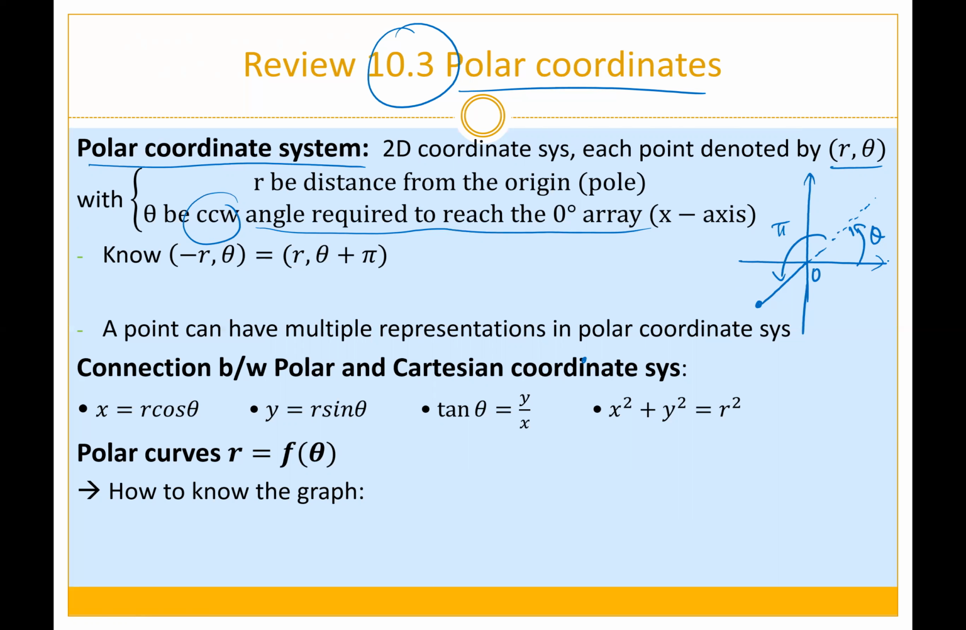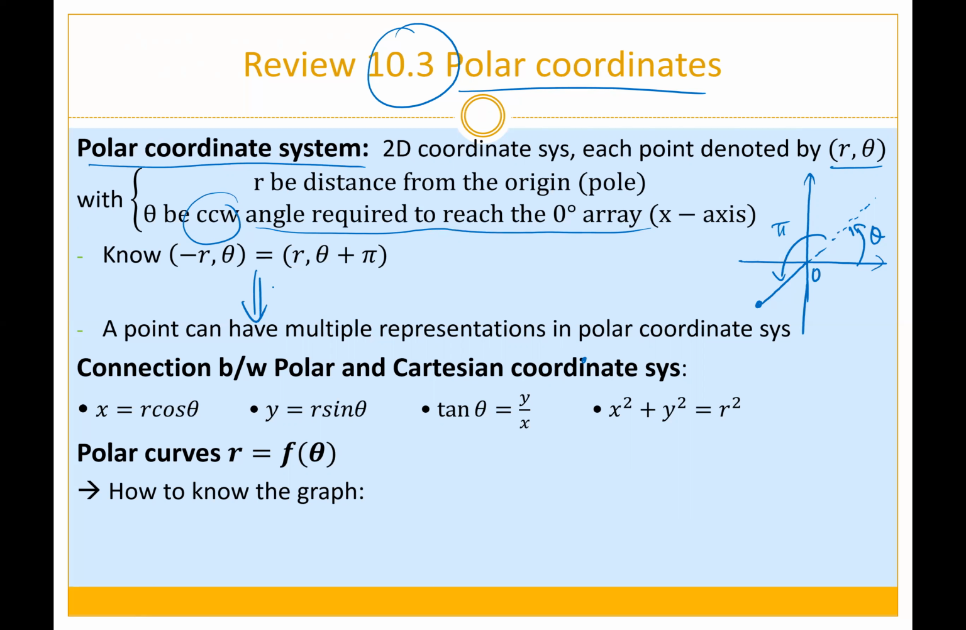Okay, some connections. A point can have multiple representations in the polar coordinate system, and this is because of the difference of pi, and even if you expand it to 2 pi, 3 pi, it will give us a new representation. So a point can have multiple representations in the polar coordinate system.